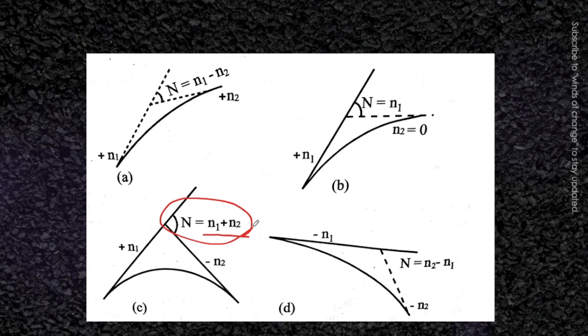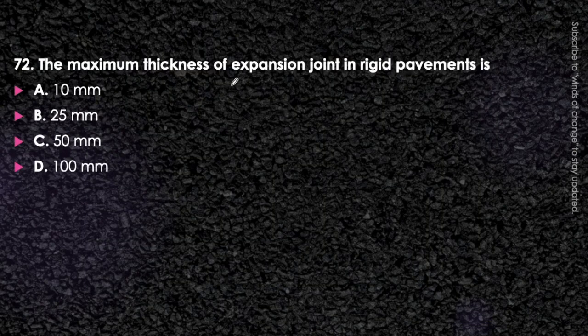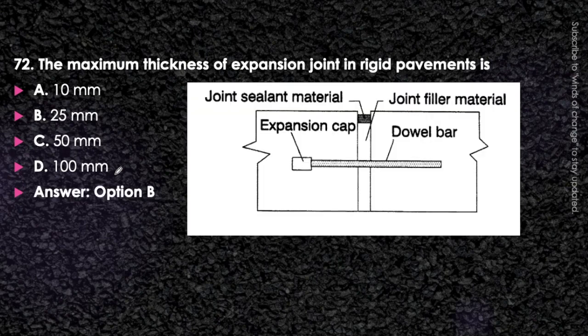Okay. Next question. The maximum thickness of the expansion joint in rigid pavement is 10 mm, 25 mm, 50 mm or 100 mm. This is also an easy question, and we have explained this question in the previous video. The concept of expansion joint was explained there. Here we will answer what will be the maximum thickness of the expansion joint. So it will be 25 mm. That is option B will be the correct answer. This is the thickness of the expansion joint. This is 25 mm. Okay. Memorize it, it is very important.